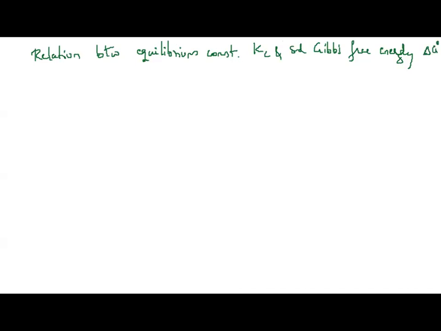Now see, when we talk about the equilibrium constant, let us consider a reaction. Let me say that we have the reaction a moles of A plus b moles of B, at equilibrium, a reversible reaction, gives c moles of C plus d moles of D. Now see, for such a reaction, how do you write the equilibrium constant?